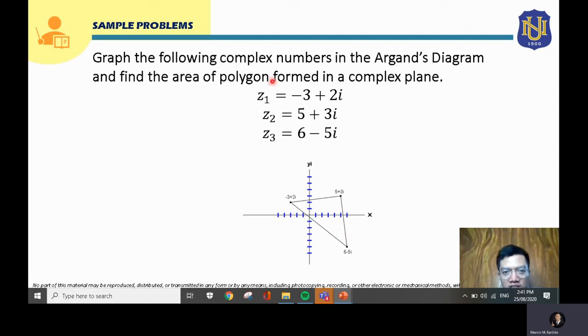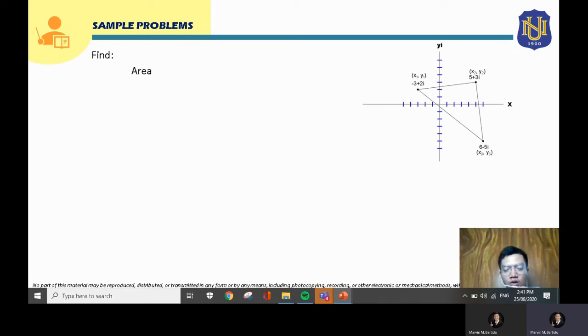After we graph these complex numbers, we have to connect all the points, and connecting these points will form a polygon. What polygon is formed? The polygon formed here is a triangle. So we're going to solve now for the area of this triangle. Let's solve this. Again, what we are looking for in this problem is the area. This is the graph of the area that we're going to solve.